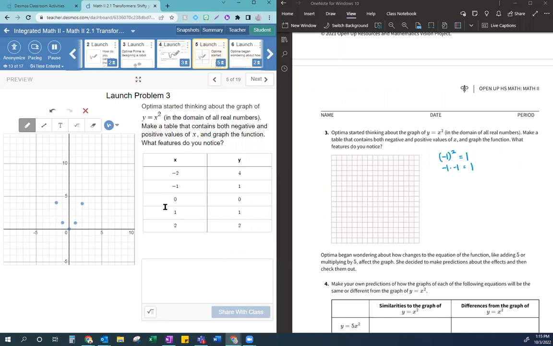What features do you notice? You guys tell me, what features do you notice about this graph here? Yeah, it's a U. I'll write that down. It's U-shaped. I'm going to put in parentheses, it's called a parabola. Okay.